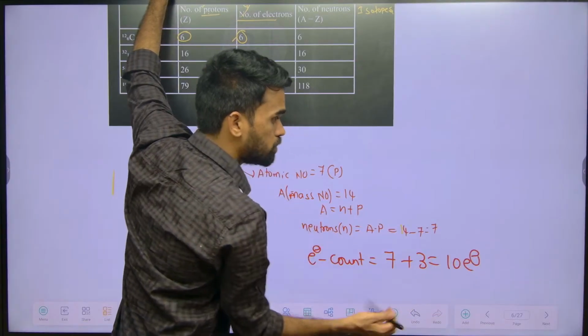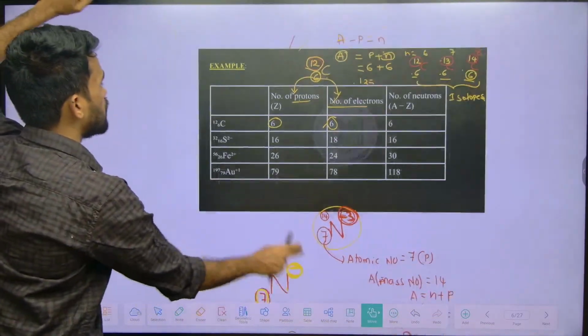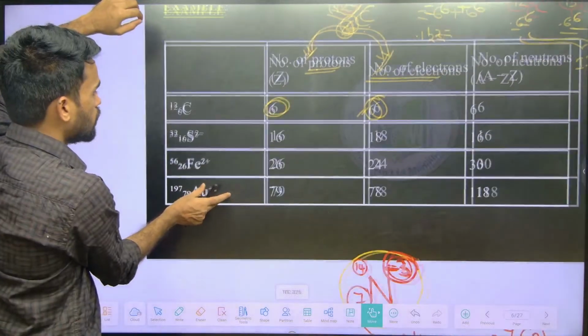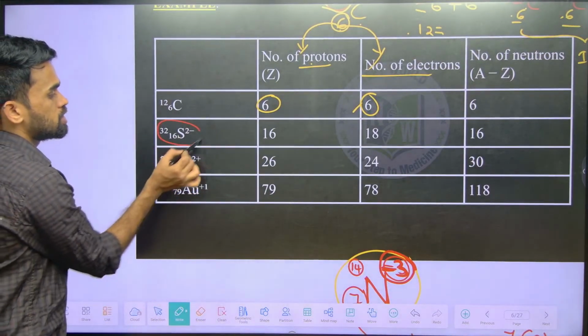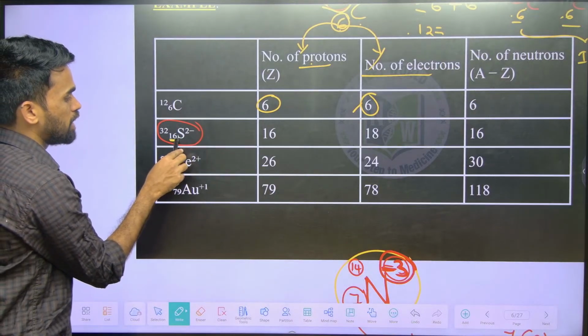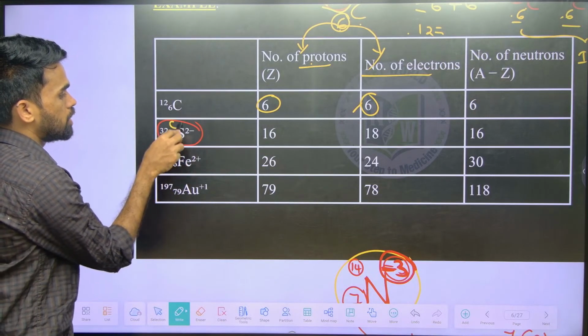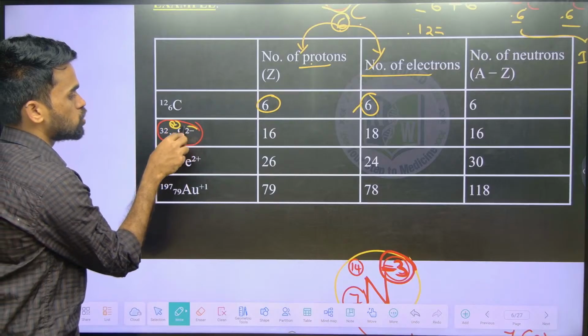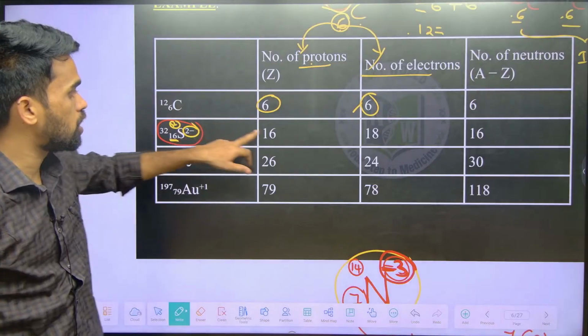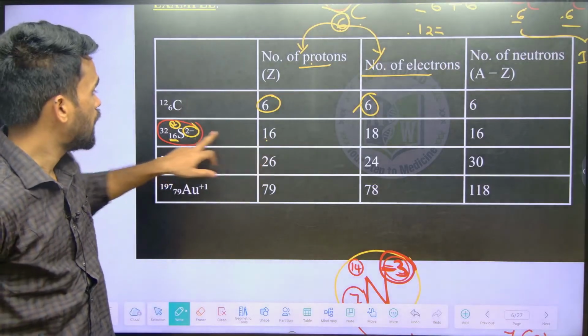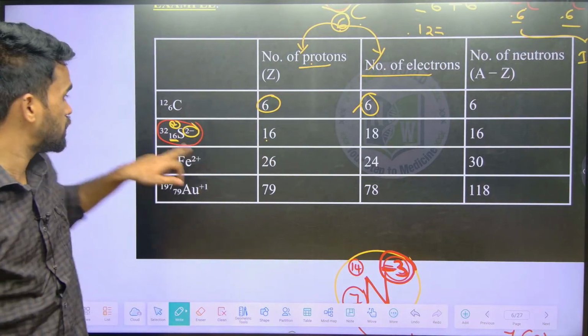Okay, I hope this is clear. Now look at the table once again. So what is this table indicating here? Sulfur with base 16 and upper 32 and with charge minus 2. So what is it indicating? Atomic number, protons will be 16, okay, and the mass number, what I told you, mass number here is 32.